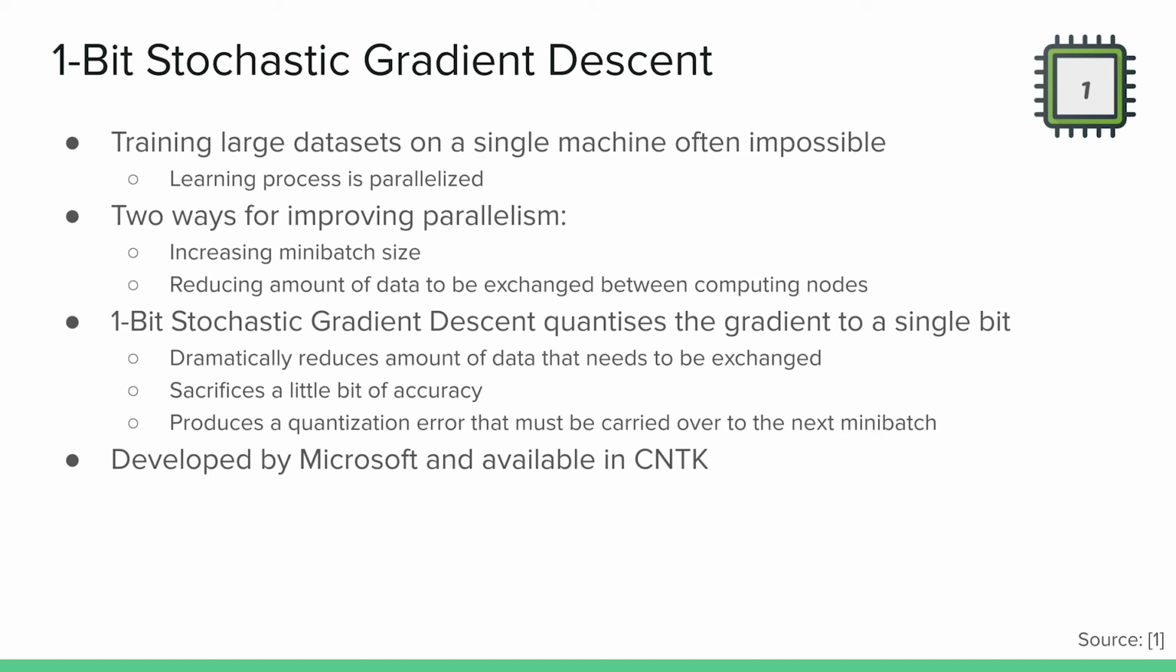sacrificing your accuracy, and that quantization error that you can compute between what you have as an update step and what you actually send, it must be carried over, or otherwise of course you will accumulate a lot of errors here. It was developed by Microsoft and is available in their CNTK framework, which unfortunately is discontinued. Like, the development is discontinued, but I think this is still a very interesting idea of doing gradient descent.